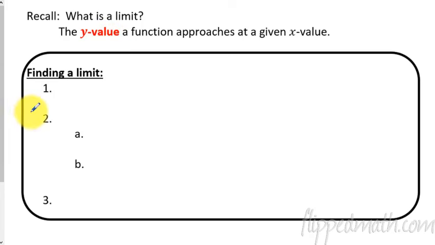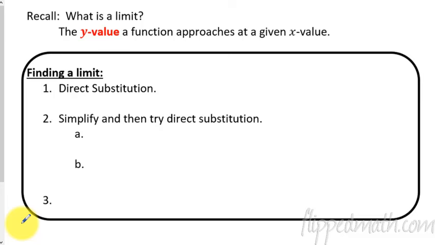So how are we going to find limits? We have three main ways that we find a limit analytically. The first thing is direct substitution. It is so easy. You're going to love that one because it really is the easiest thing on the planet. And then next we're going to try and simplify, and then we will try direct substitution.